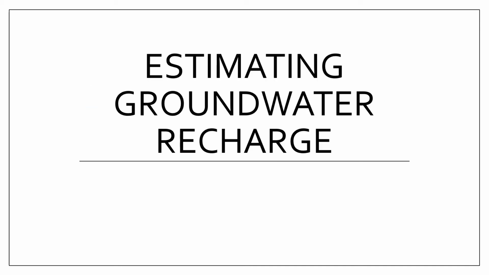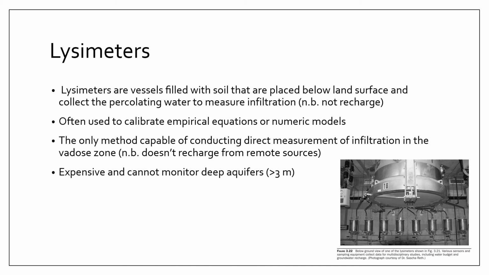All right, now let's talk about how we estimate groundwater recharge. This is a very, very difficult study to do, and there are various methods that we can use. One of them is lysimeters. You can imagine a lysimeter as a subsurface rain gauge, except that you are measuring infiltration. So this is a lysimeter, and what we do is we bury it in the subsurface, and it catches water and can measure the infiltration rate in the subsurface.